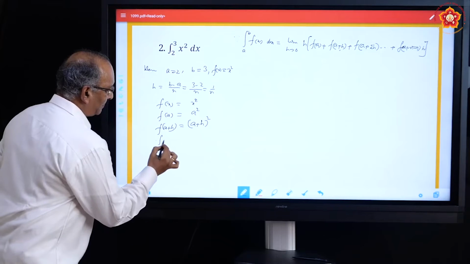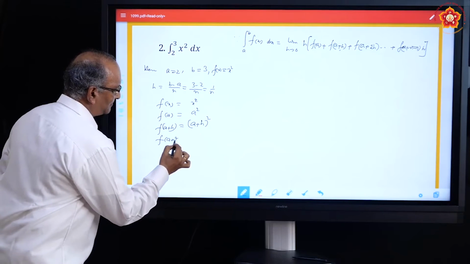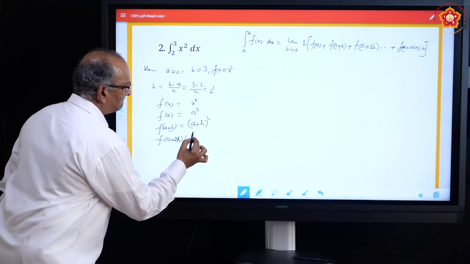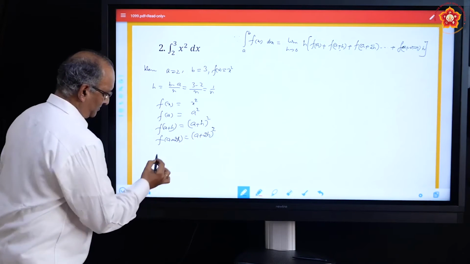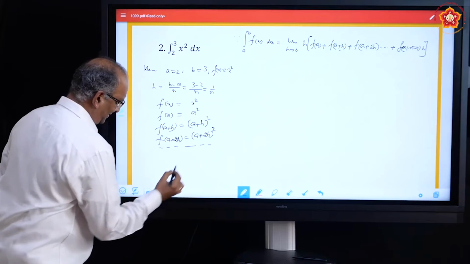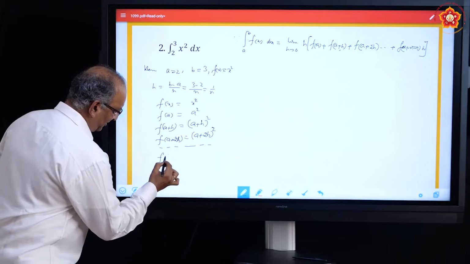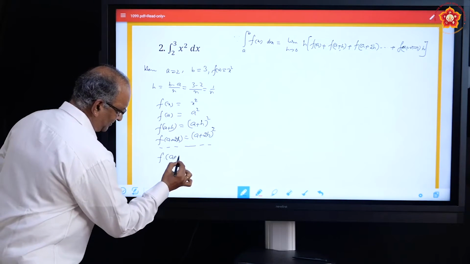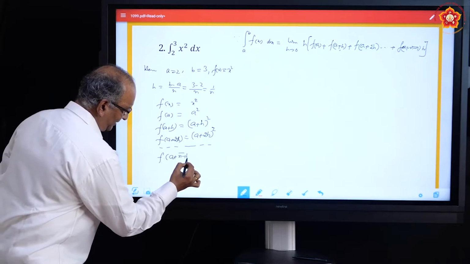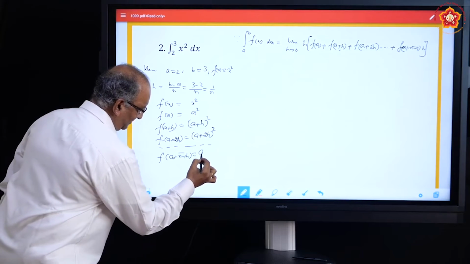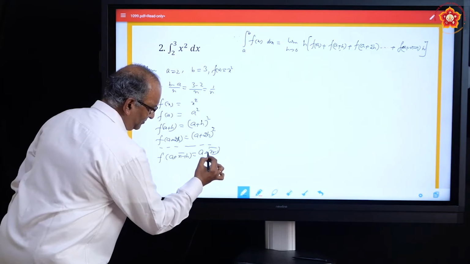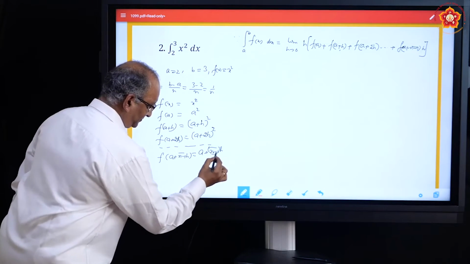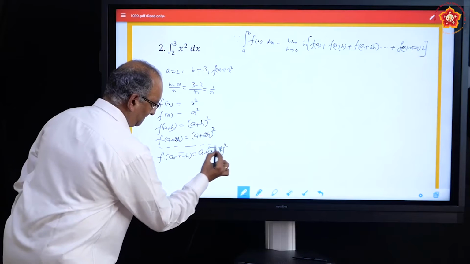Then f of a plus 2h, a plus 2h square. And in this way, write the last term. Let us say f of a plus n minus 1 into h. So you will get a plus n minus 1 into h square.